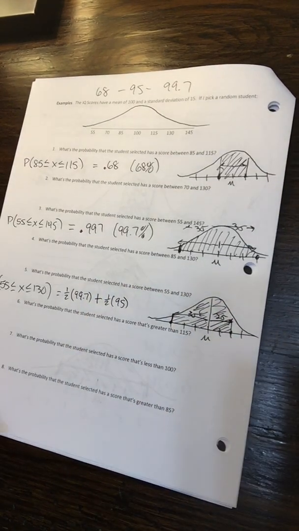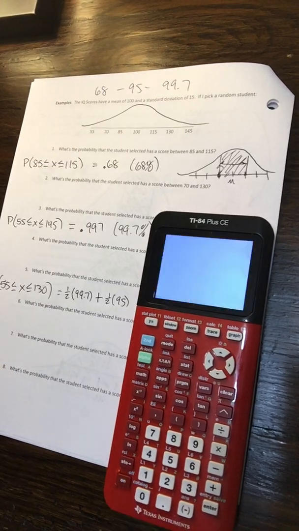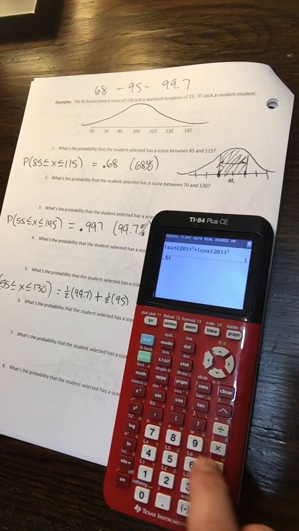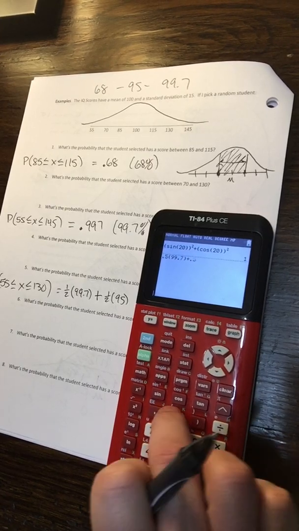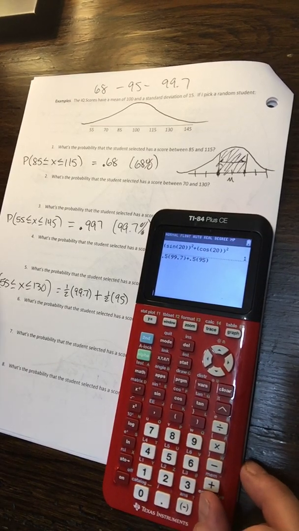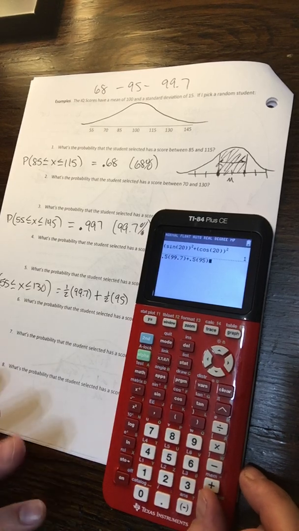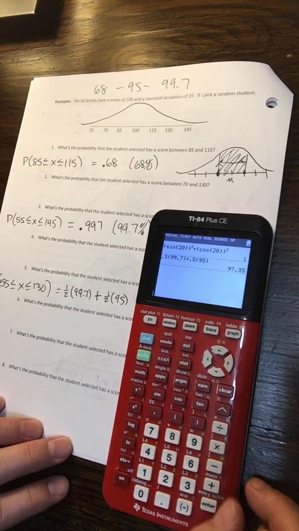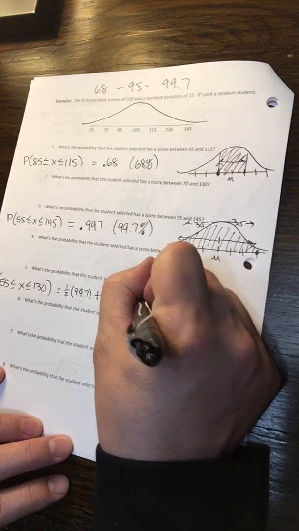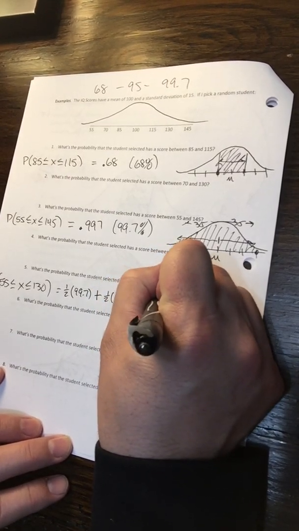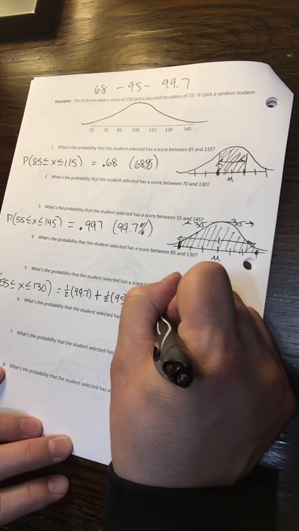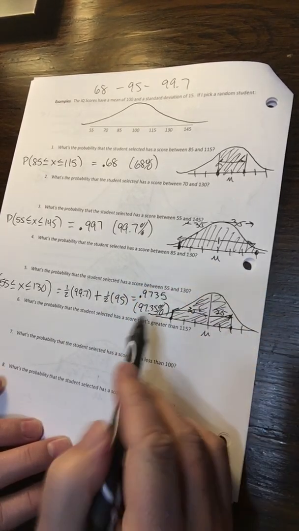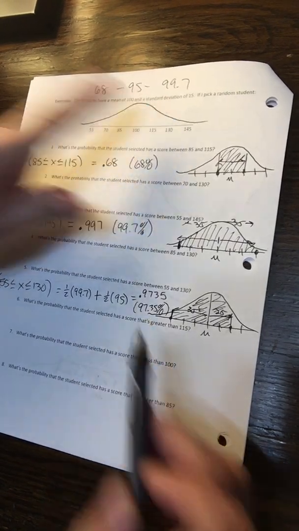So now it's to the calculator. So let me get my calculator out here, and I'm going to go 0.5 times 99.7. Then I'm going to add to that 0.5 times 95. I've got two different chunks of the normal curve, so find them separately and add them together. 97.35. So I'm going to say this is 0.9735, or 97.35%. And check what I said earlier. Isn't that in between these two, right?